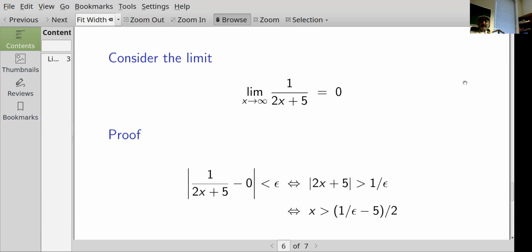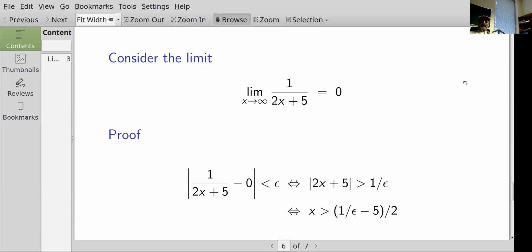Now, we're taking x going to positive infinity, so we're going to be considering positive numbers. Okay, so I can drop the absolute value sign. So now 1 over 2x plus 5 will be less than epsilon if and only if 2x plus 5 is greater than 1 over epsilon. Okay, then I can take the 5 over to the other side of the inequality. That would leave me with 2x is greater than 1 over epsilon minus 5. And then I can divide by 2. That would leave me with x is greater than 1 over epsilon minus 5, divided by 2.